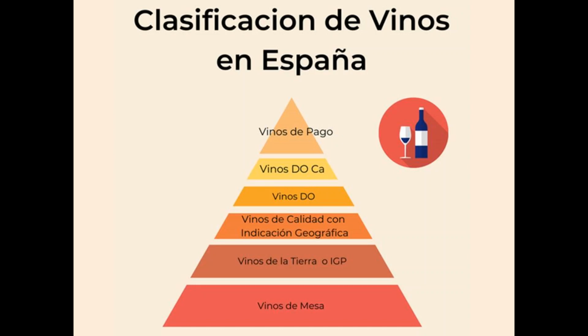We'll talk about them when the time comes, but for the most part, at least initially, we'll focus mainly on the DOs because they make the vast majority of Spanish wine that we know and see in the stores.